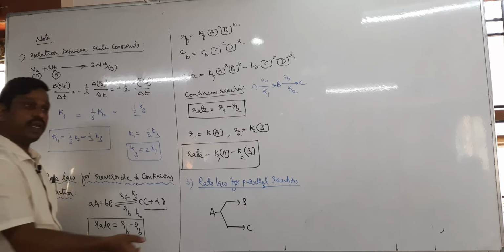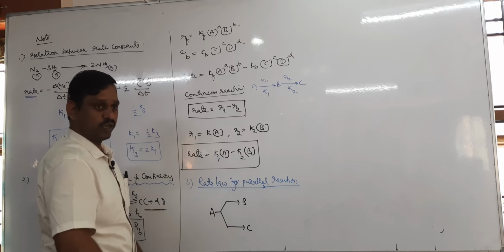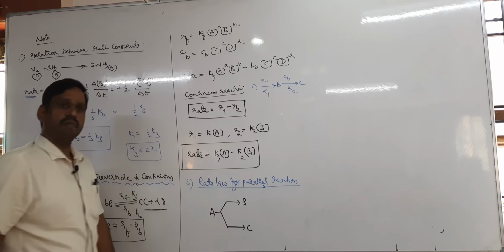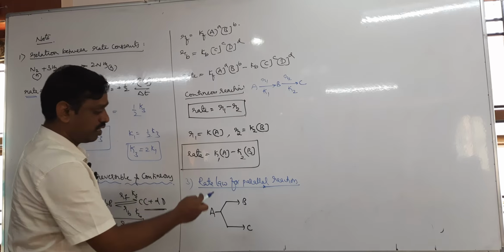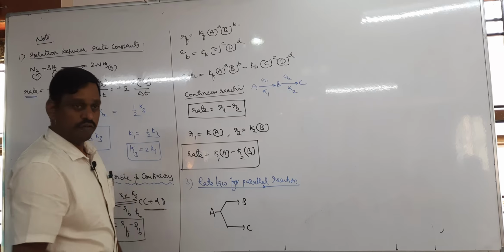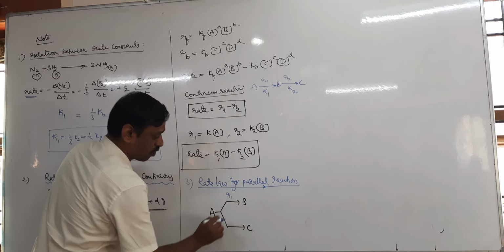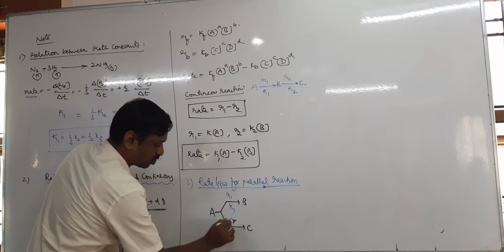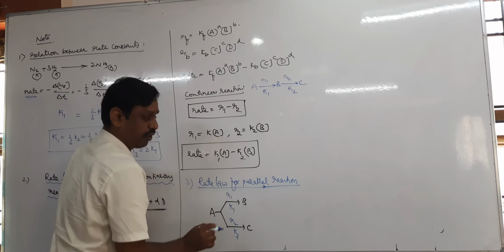Here among B and C, no one is a byproduct. Both are main products only. B is a main product, even C also is a main product. So therefore, such reactions are called parallel reactions. For parallel reaction, A converts into B, its rate is R1, its rate constant K1, and A converts into C, rate is R2, constant is K2.